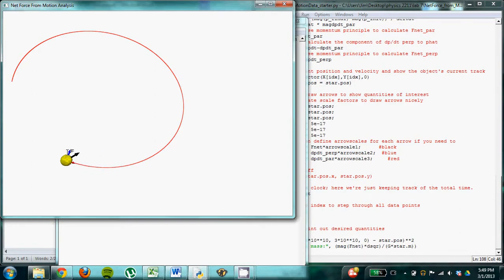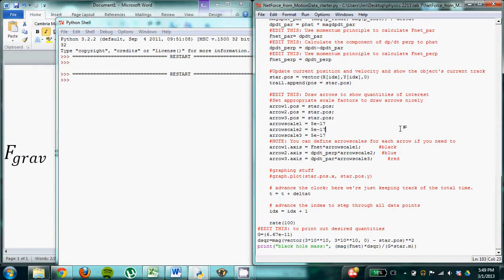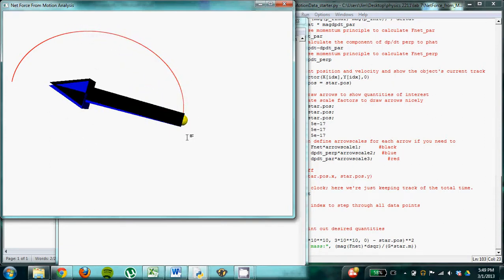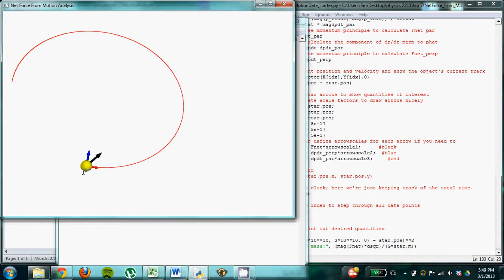See, this right here is net force, and then the red is the, let me run that again. The black is always pointing at the black hole because that's the direction of the net force. The red is the parallel, and the blue is the perpendicular. The two form a 90-degree angle with each other.